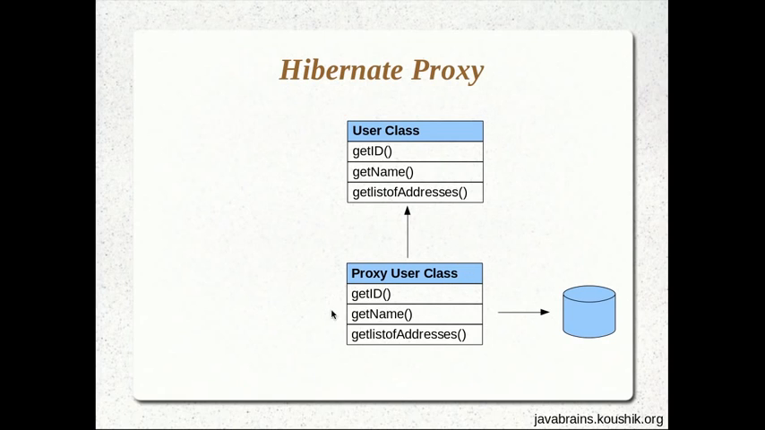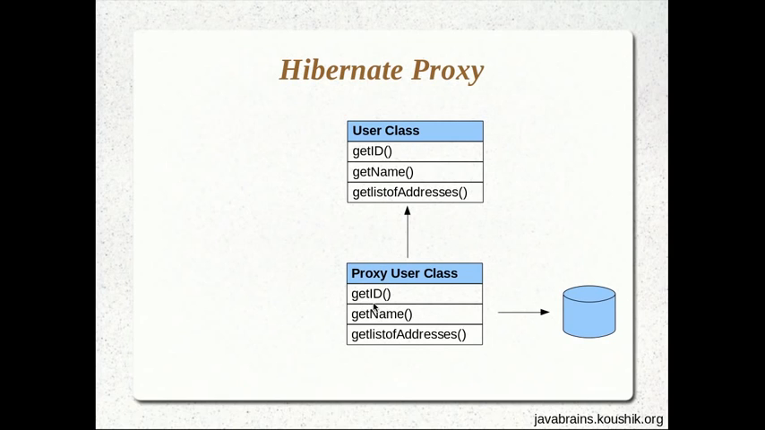This proxy user class is a subclass of the user class, and it has the same methods. Now, instead of fetching the values, populating the object and sending it back as a result of the .get, it just fills in all the first level values. Say a list of addresses it does not get, because it's going to be a huge list. Now it creates this proxy user class and hands you the object of proxy user class, not the actual user class. You wouldn't know because it implements the same methods.